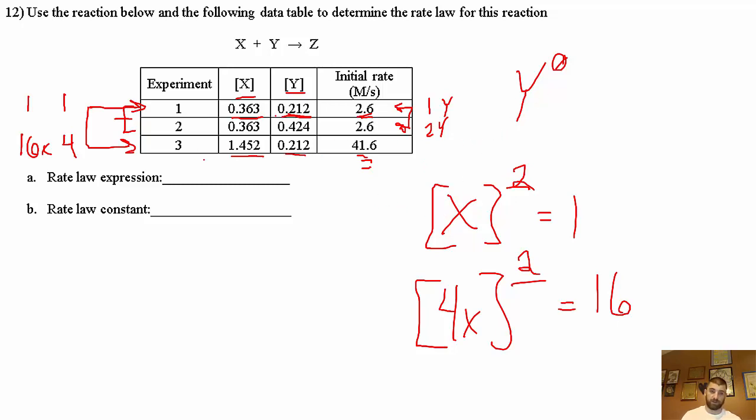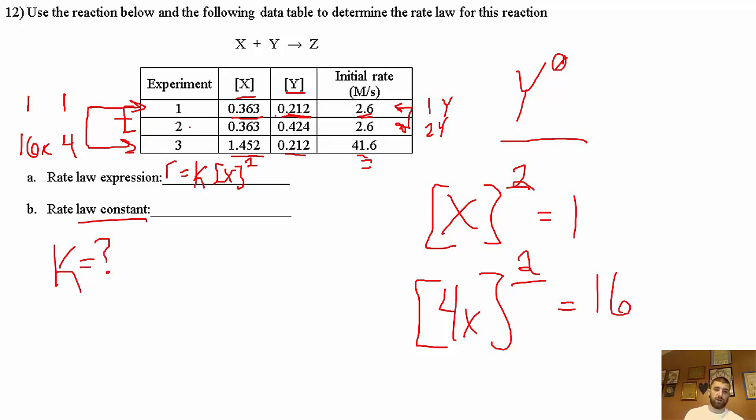So you can write it a couple of ways. You can write r equals k x squared and leave it as that. That's fine, because the zero order of y you can omit. All right, what's the rate law constant? It actually wants you to solve for the k. So how are you going to do that?